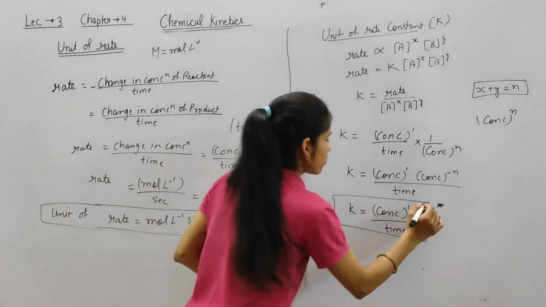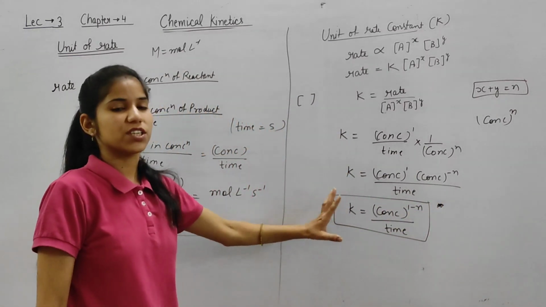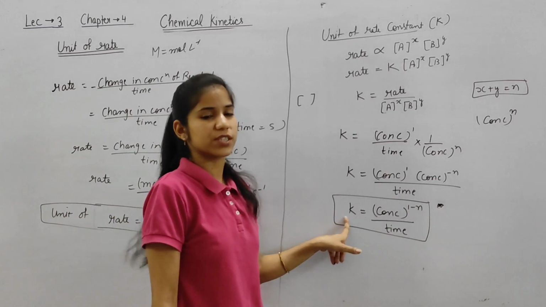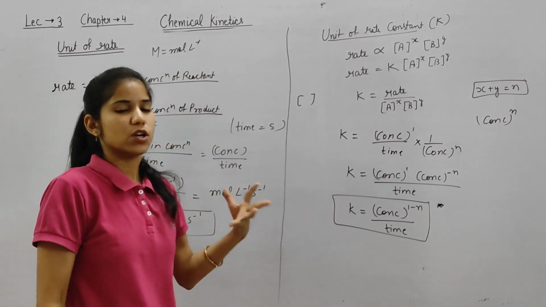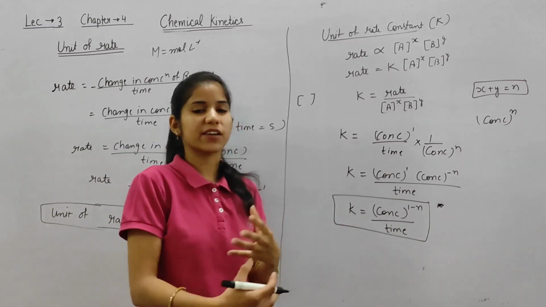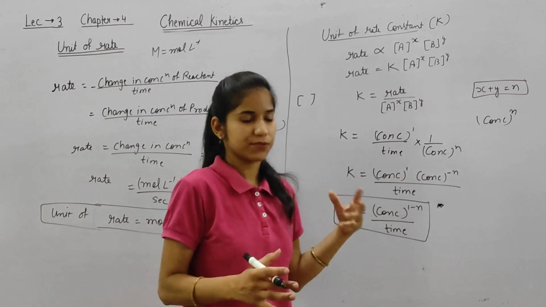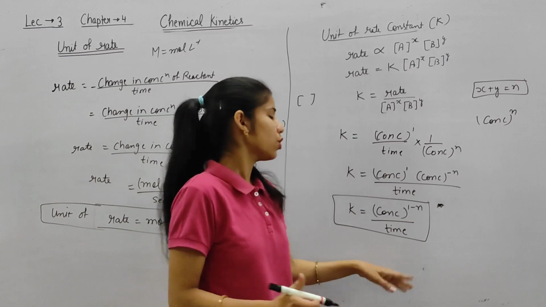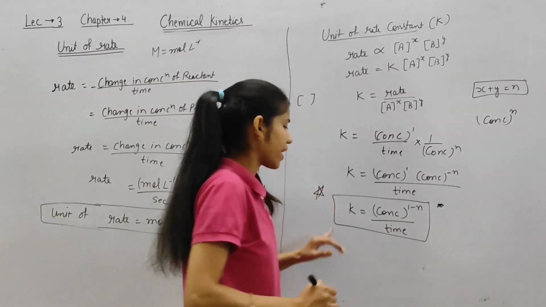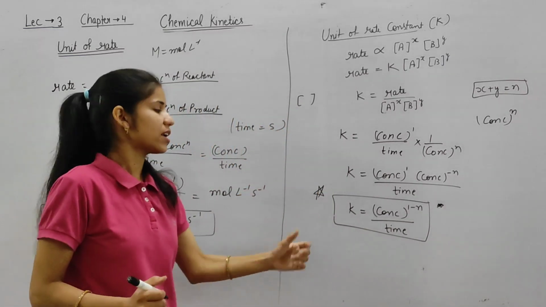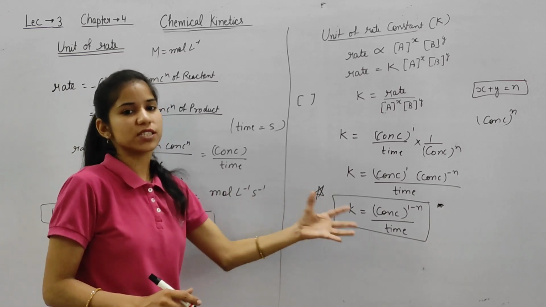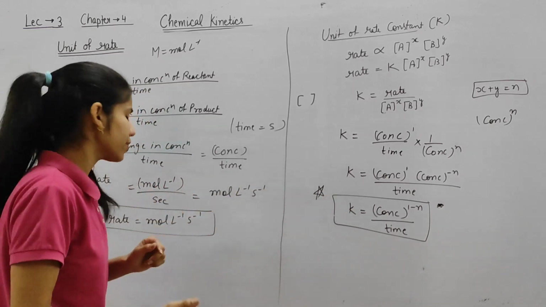So from this equation we can find out the unit of this rate constant, where n is the order. If we have some order, we can find out its unit from this expression. So you have to learn this expression. Now we are finding out the unit of this rate constant for different orders.